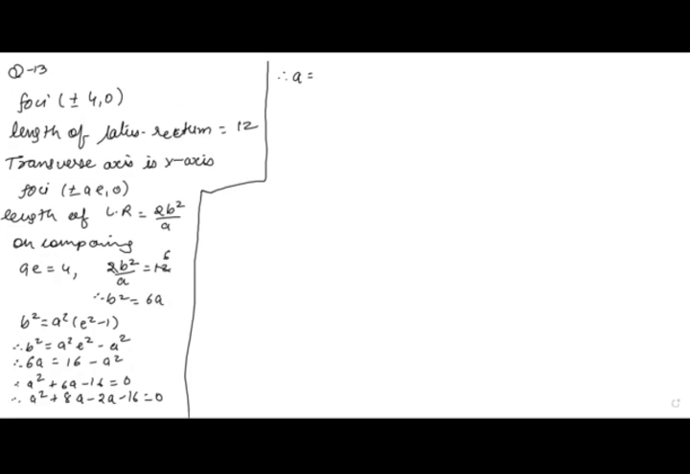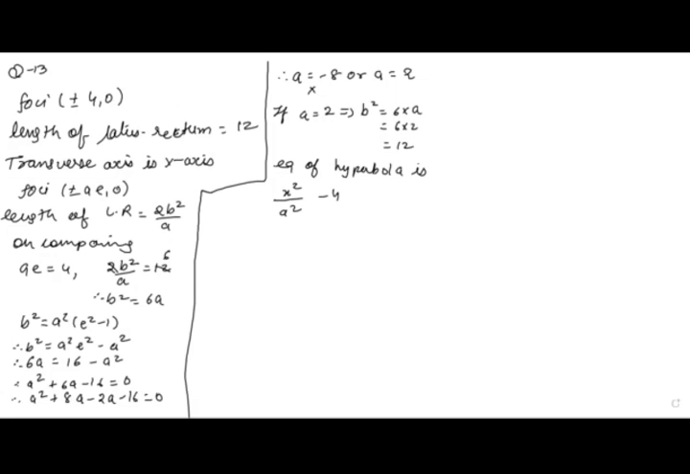If I solve this, I will get the value of a as minus 8, or the value of a is 2. Here we will not consider a negative value. Therefore, if a is 2 implies b square is 6 into a. Therefore, the equation of hyperbola is x square by a square minus y square by b square is 1. a square is 4, minus y square by 12 is equal to 1.